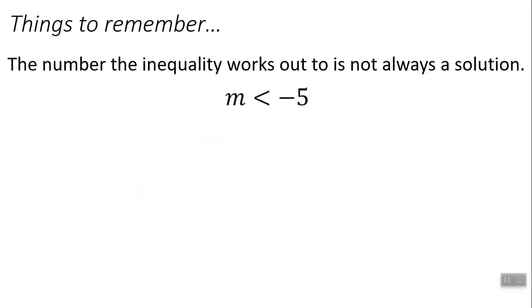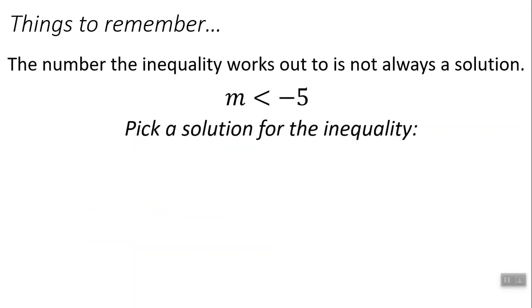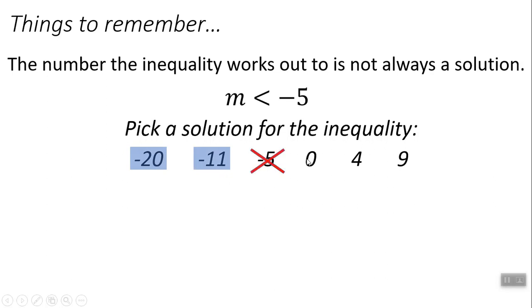So if you get something like m is less than -5, when they give you some possible solutions, you only want to pick the things that are less than -5. -20, definitely less than -5. -11, less than -5. Is -5 less than -5? No. So you would not pick any of these other solutions. So yes, it works out to -5, but the solution is not -5.